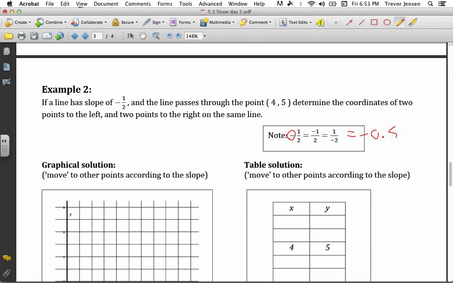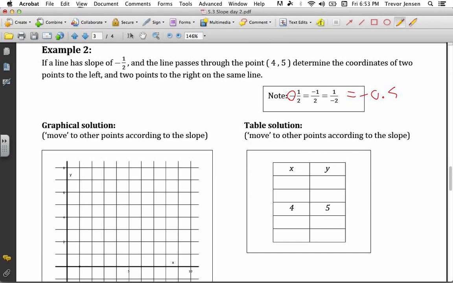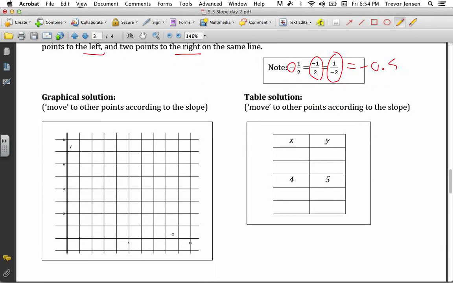But in order to actually state what our rise and our run are, we have to decide whether we want it to be in the numerator or the denominator. If we put it in the numerator, that'll give us points to the right of our starting point. If we put it in the denominator, that'll give us points to the left of our starting point. So in this case, we want 2 points to the left and to the right, so we're going to have to use this slope and this slope. So let's do that. Our starting point is at (4, 5).